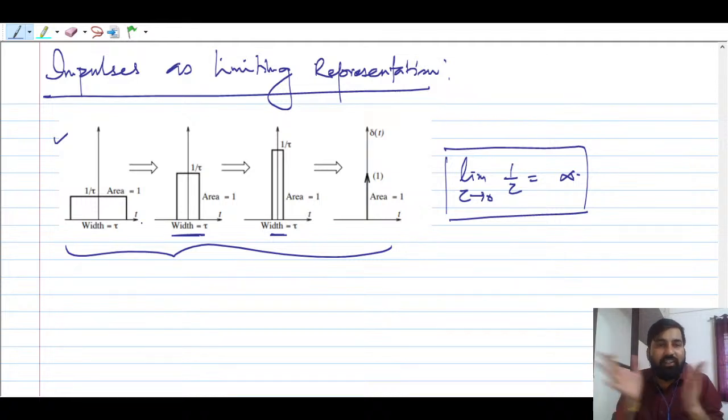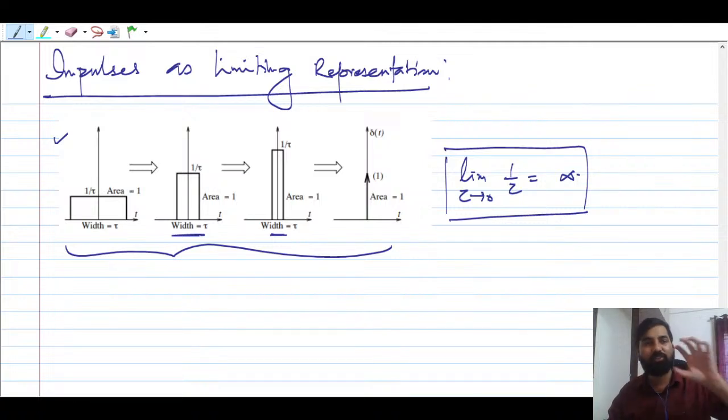As width decreases, your impulse is going to become infinite, right? So this is how we realize the impulse. I hope this makes sense to all. This is one of the very important concepts, please remember this.